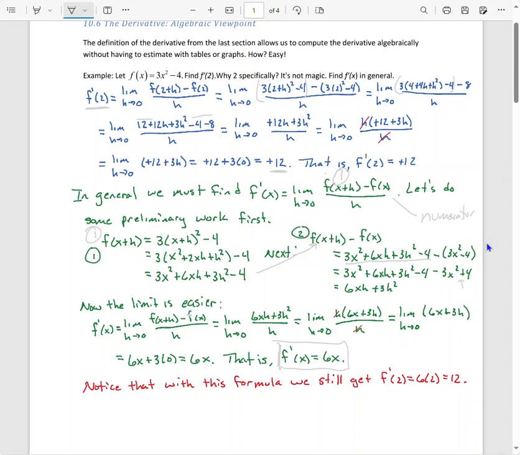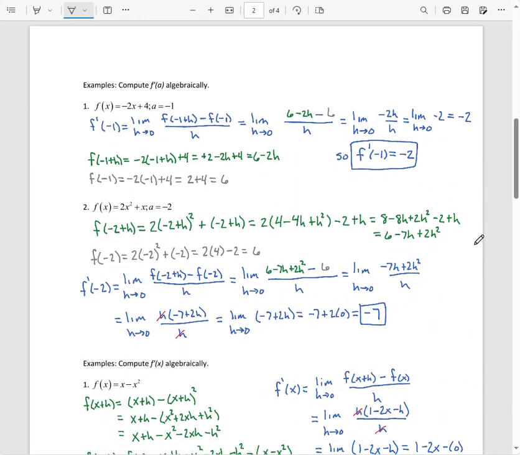Let's do more examples. We're going to compute f prime of a algebraically. We're going to start with a nice linear function. F of x is negative 2x plus 4, a value at negative 1. So remember, f prime of a is the limit as h approaches 0 of f of a plus h minus f of a all over h. I'm finding f prime of a specific value given to me.